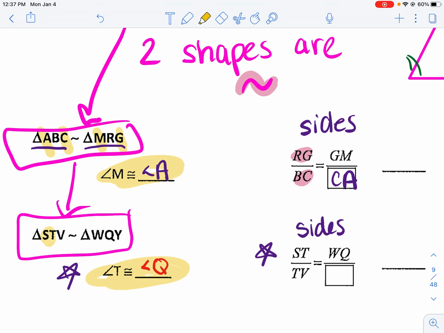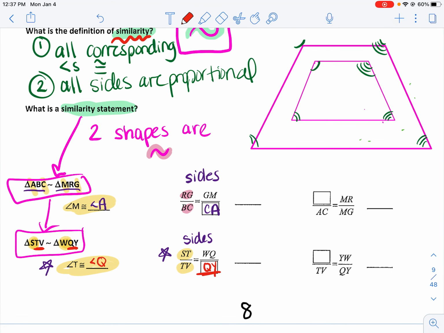ST matches with, and again, ST's here. If I look at TV, do you guys see how TV is the same segment in, or a different segment in the same triangle? And then let me highlight here, WQ. Oh, so that goes with the yellow ST, right? These two match. So what piece am I missing down here? TV goes with the second two. So QY is going to go down here. Okay, so that's most of page 8.